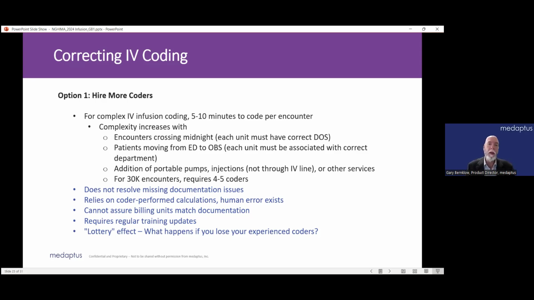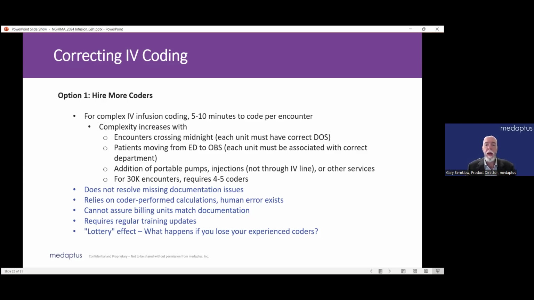So each one of your billable units has to have the correct date of service associated with it. If the patient comes in to the ED at 11 o'clock at night and stays until 3 o'clock in the morning, and they're given a 4-hour infusion of even a hydration, that initial code is going to have a date of day 1, and 3 additional units have to have a date of the next day, right? Because that's when they were performed. So that adds some complexity to it.